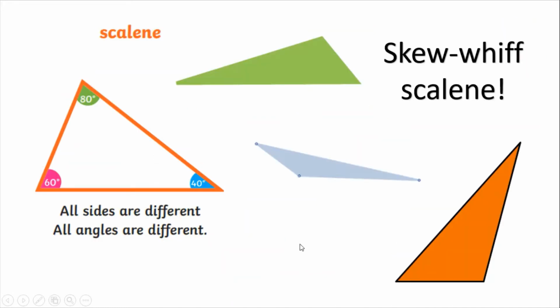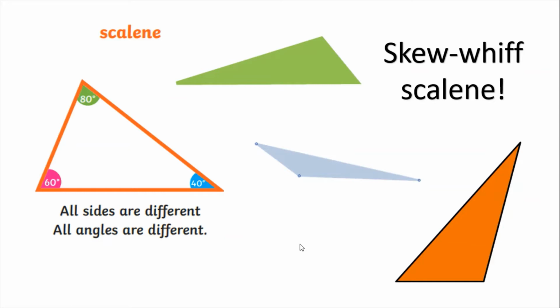Right, so here we get a scalene triangle. Now, in a scalene triangle, all sides are different. They're all different lengths, and all the angles are also different sizes. So all the sides are different lengths, all the angles are different.